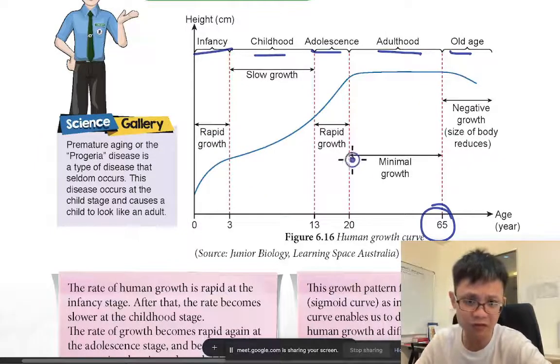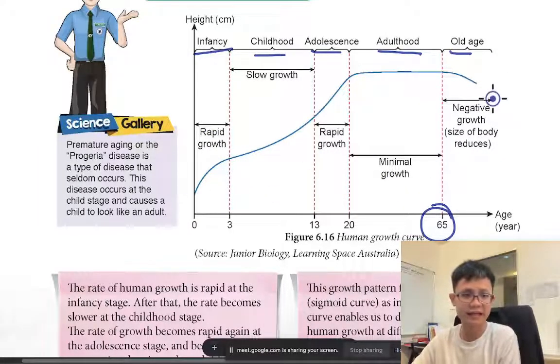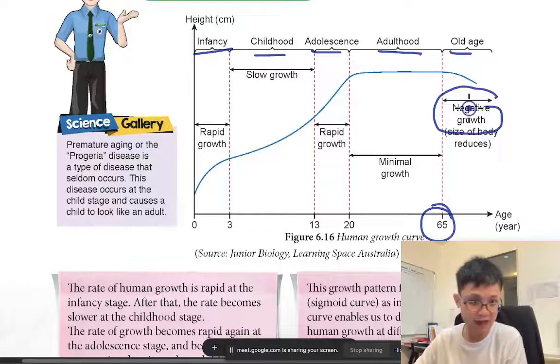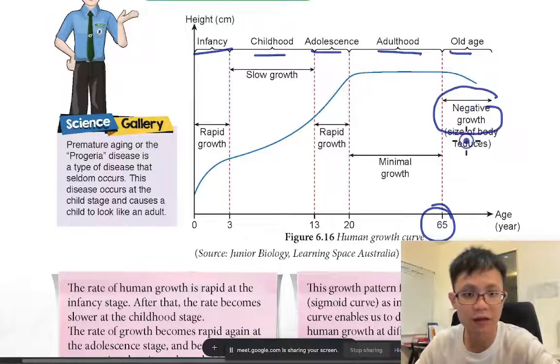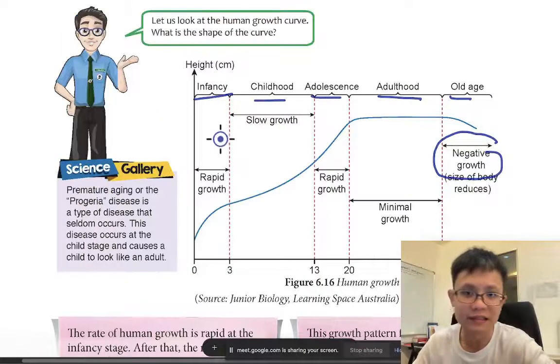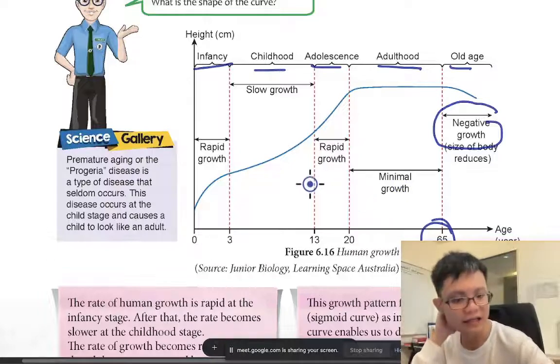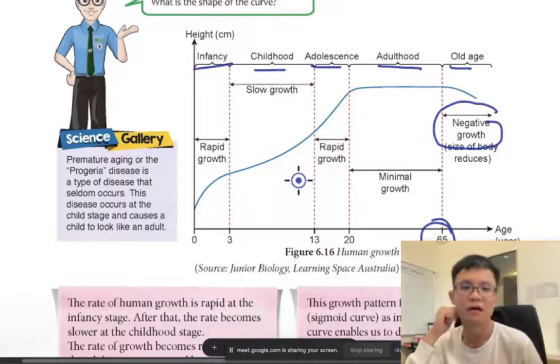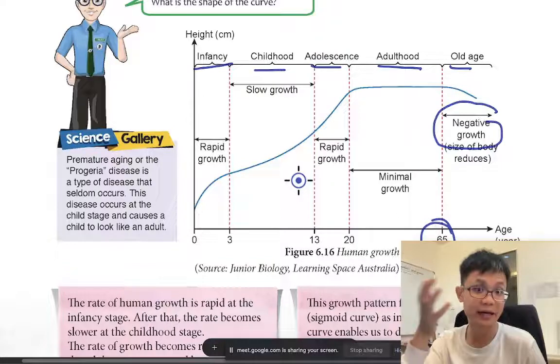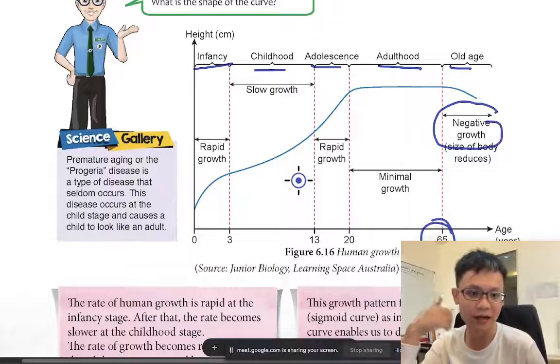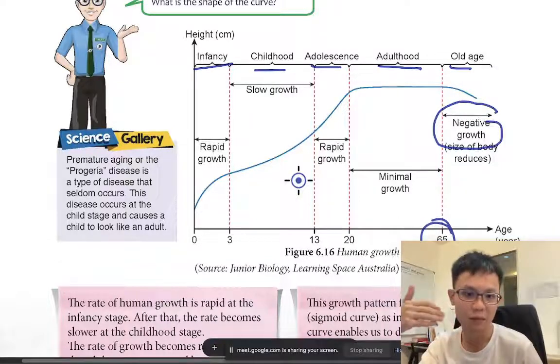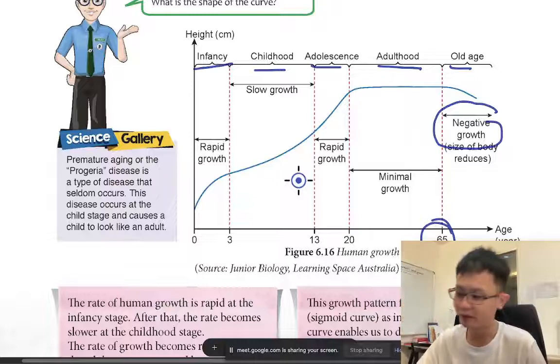Rapid growth, slow growth, rapid growth, minimal growth, and sometimes here we can see there is a negative growth in the human body. So this is roughly the curve lah. I don't think exams usually ask this thing, but you need to know the concept lah, the concept of where most growth happens.